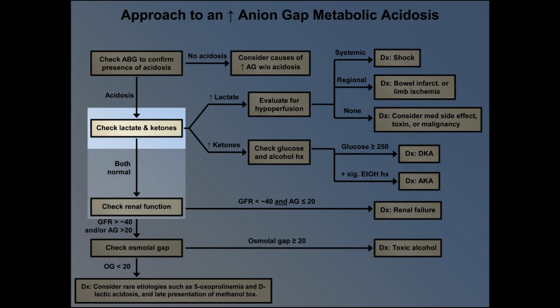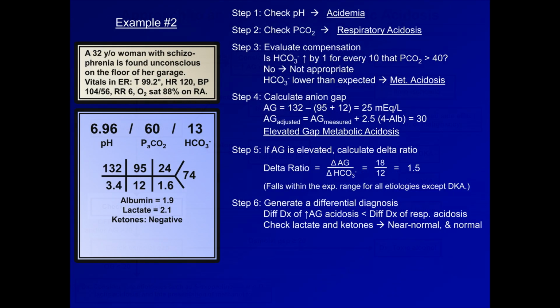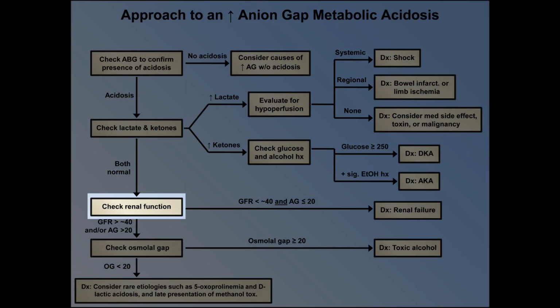Next step is to check renal function. Going back to the patient again, we can see that her creatinine is 1.6. While this is not normal for an average-sized 32-year-old woman, it's sort of near normal and certainly not equivalent of a GFR less than 40. Plus, her adjusted anion gap is too high for this to be due to renal failure. So let's go back to the flowchart and keep going.